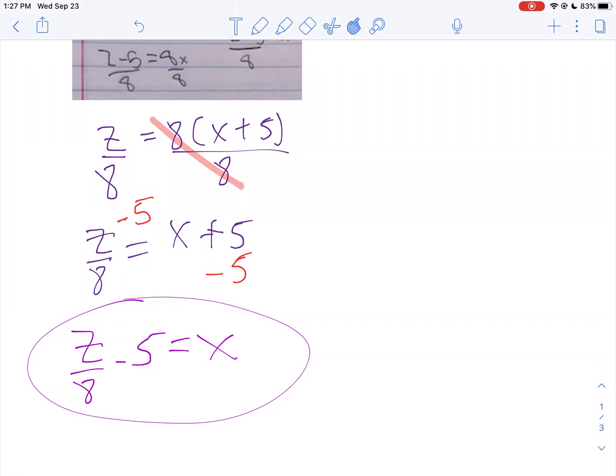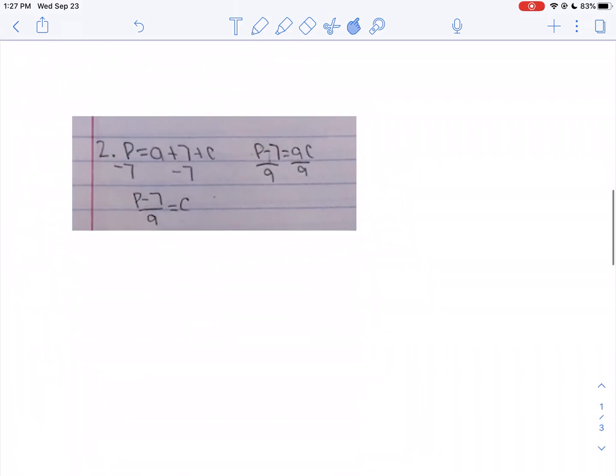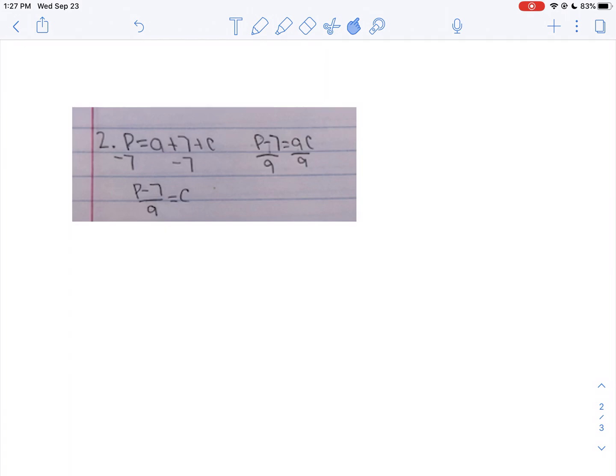Now let's take a look at another one here. This one is really frustrating for me, because you're doing it right, but then you did it wrong. Let's talk about the good part. Yes, the opposite of adding 7 is subtracting 7. Well, that makes sense. So you get p minus 7.